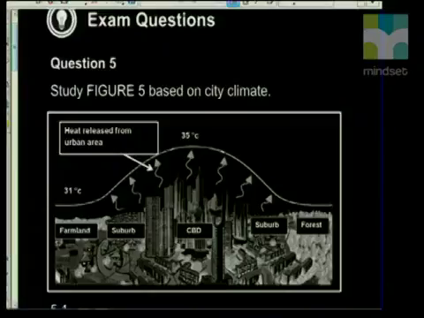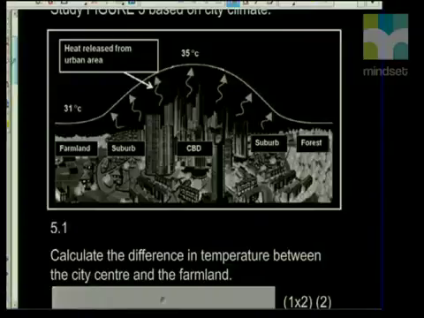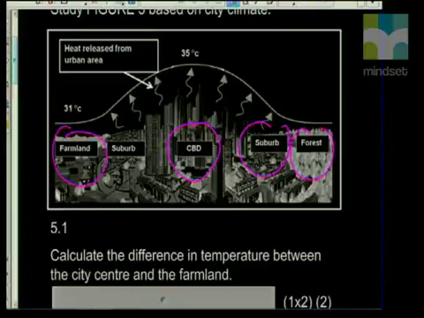Okay, learners, let's do one more. I'm going to do one now on the city climate, a different section. Let's see a sort of typical question that we can get down here. Now, first of all, let's look at what it is portraying. Okay, we've got the CBD here, and then we've got a suburb here, we've got the forests, we've got the farmland.